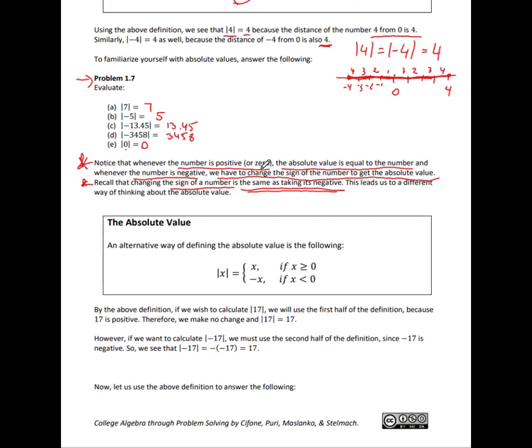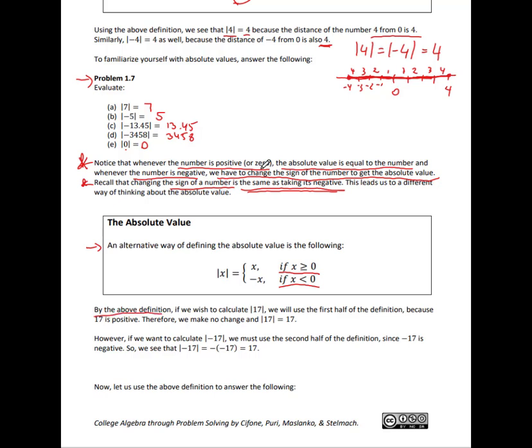So another way to define what the absolute value is, an alternate way of writing the definition, is that the absolute value of x is equal to x if x is greater than or equal to 0, and it's equal to -x if x is less than 0.